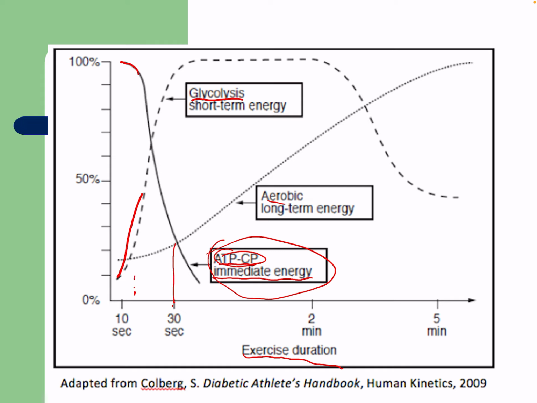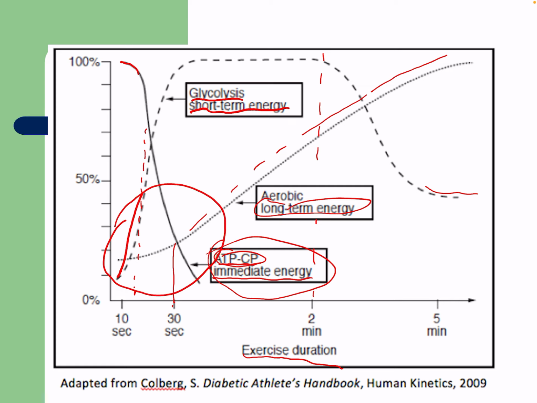So it's that kind of 15-second mark. Then we have our glycolysis kick in, which is our short-term energy. Again, we can see that lasts for around 2 minutes, then it starts to fade. But then we have aerobic, which is our slow, long-term energy. Again, one thing that people need to remember is that they don't occur one at a time. They're all working at the same time. It's just that one is more predominant over the other at different times.